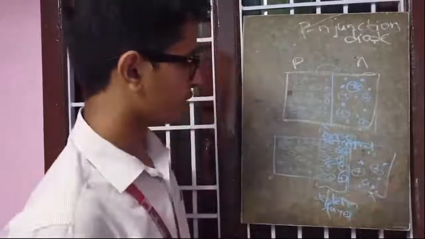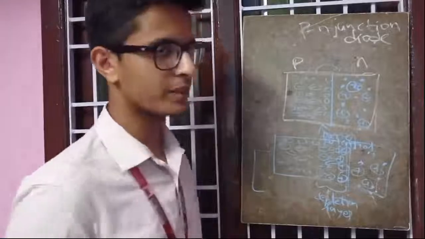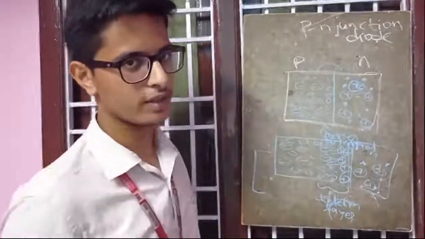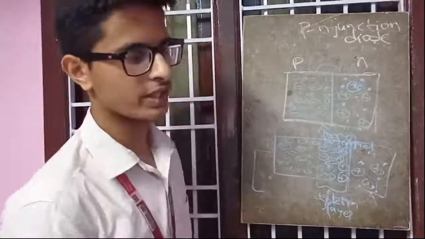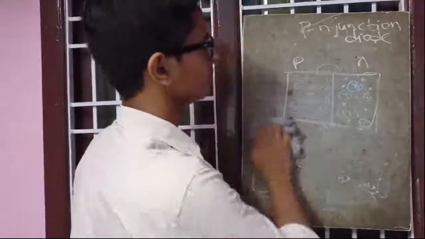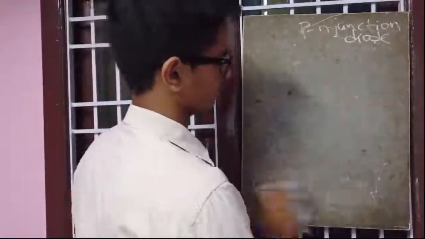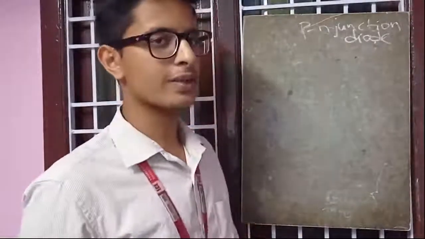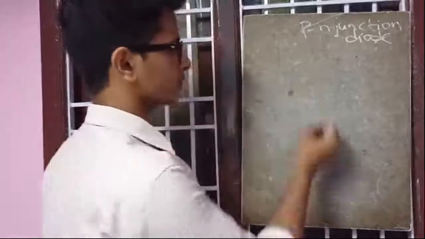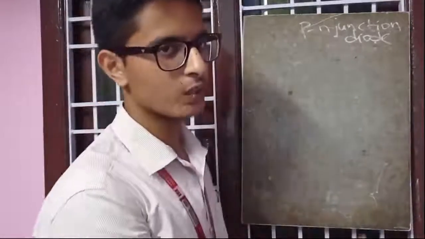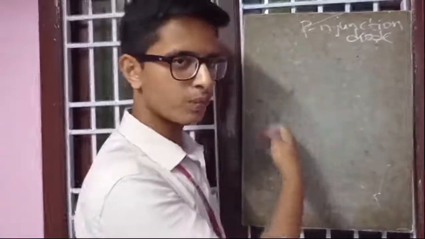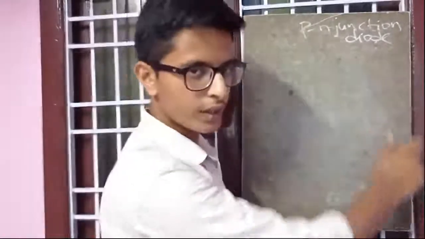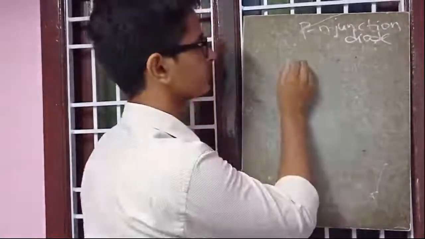This is the concept of unbiased p-n junction diode. That means we did not apply any external voltage to the p-n junction diode. This is called unbiased p-n junction diode. Let us see the forward bias and reverse bias of the p-n junction diode. In forward bias of the p-n junction diode, we connect the p-type material with the positive terminal of the external source and the n-type with the negative terminal of the external source.